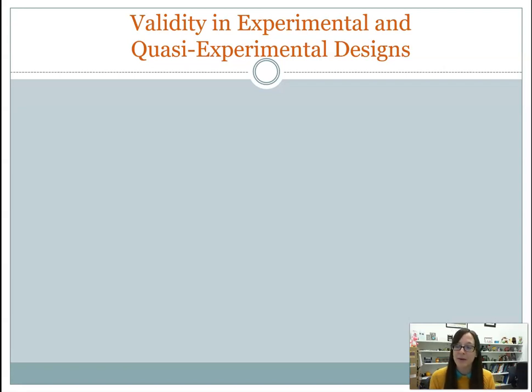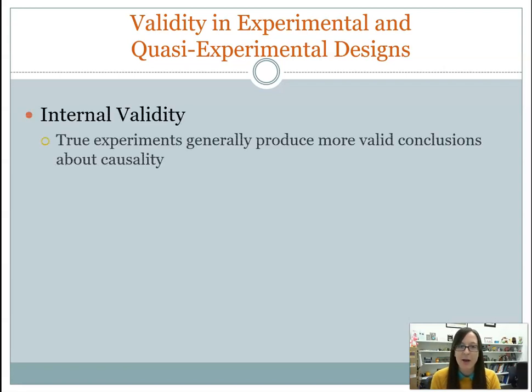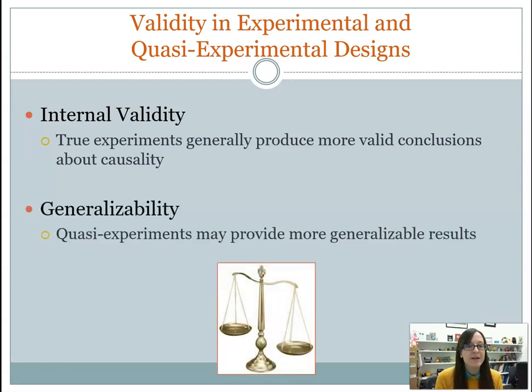So when we're comparing experimental and quasi-experimental designs, we can compare them in terms of validity and generalizability. When we're talking about internal validity, which is causal validity, true experiments generally give us more valid conclusions about causality because they're so controlled and we know there's no systematic differences between our groups. But quasi-experiments may actually provide more generalizable results because true experiments have that nice controlled environment. You've got random assignment, so it's great for internal validity.